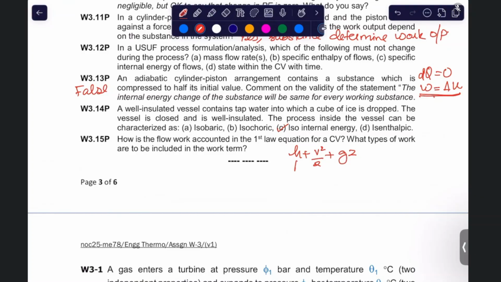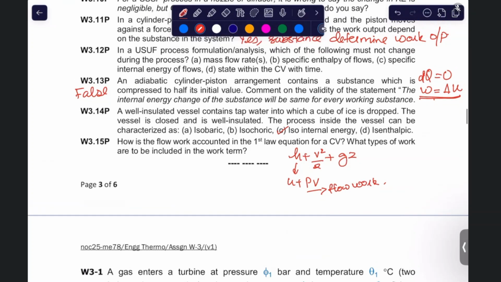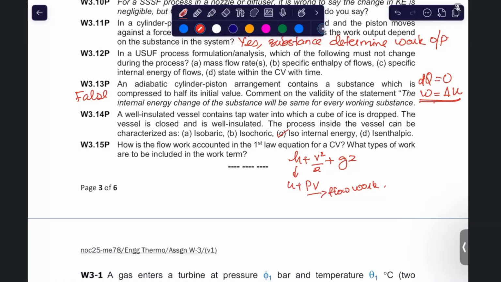So, this H will be having what? U plus PV, right? So, PV is the flow work term here. Okay. So, in control volume analysis, yes, we take flow work into account. All other work forms, all other work crossing the boundary or the boundary work, are also included in the work term. So how is the flow work accounted in the first law equation for a control volume? That is included in the enthalpy term. So that is the answer.